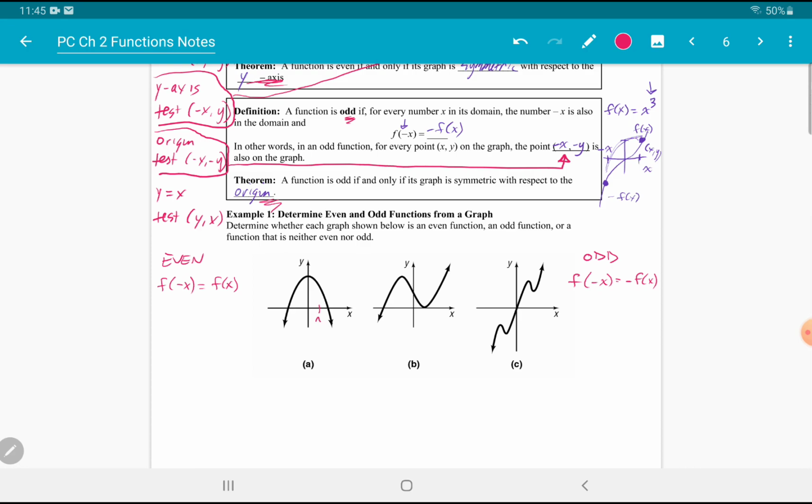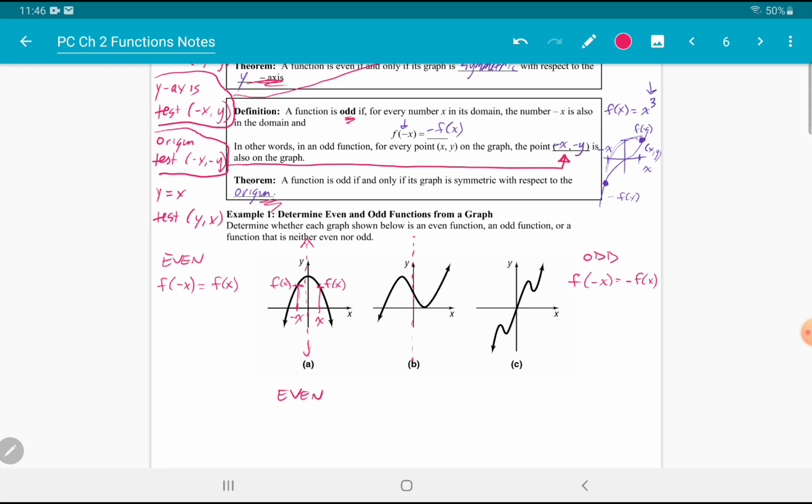If I plug in an x value, notice here in this case, I'm getting its positive y value, its positive output. And if I plug in negative x, then you'll see here, I'm still getting the same value. It has that symmetry with respect to the y-axis. Therefore, this would be an even function. Okay? Let's take a look at our next case, letter B. If we have symmetry with respect to the y-axis, we have that even function.